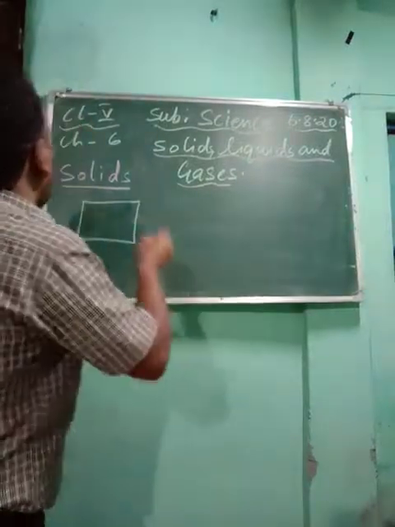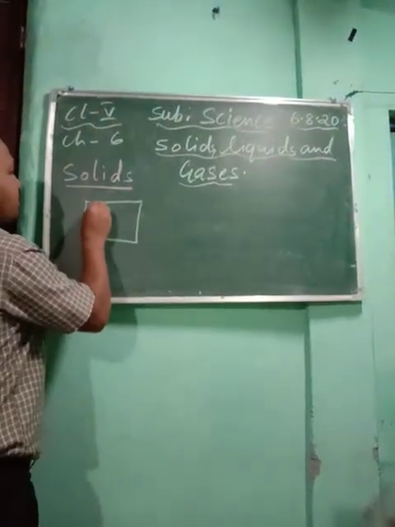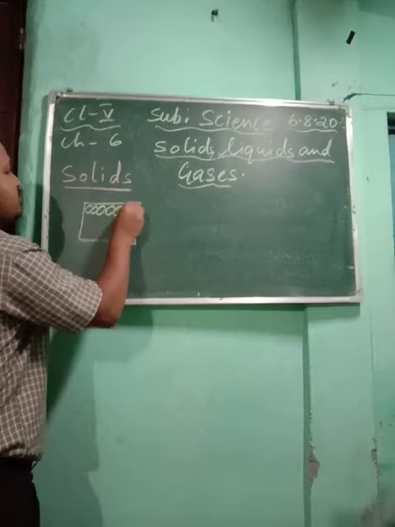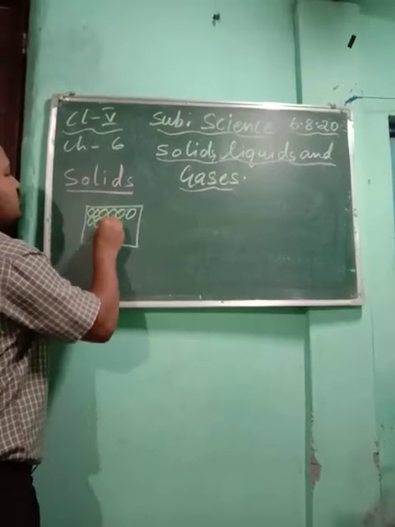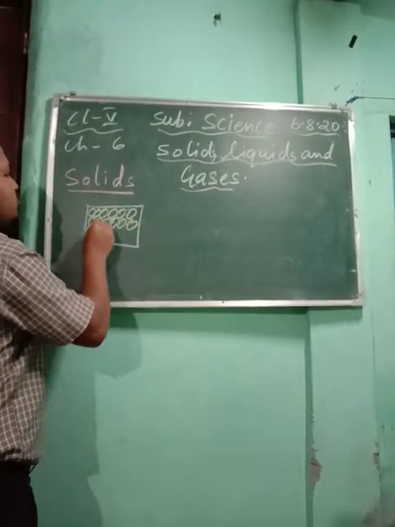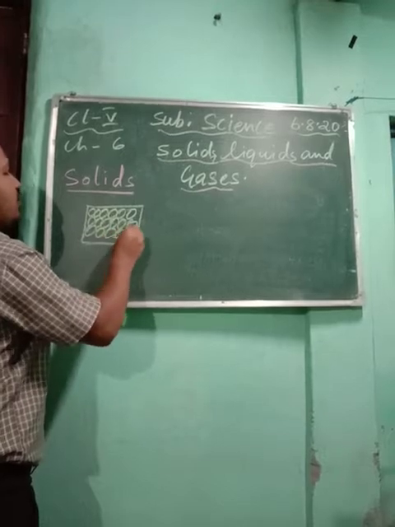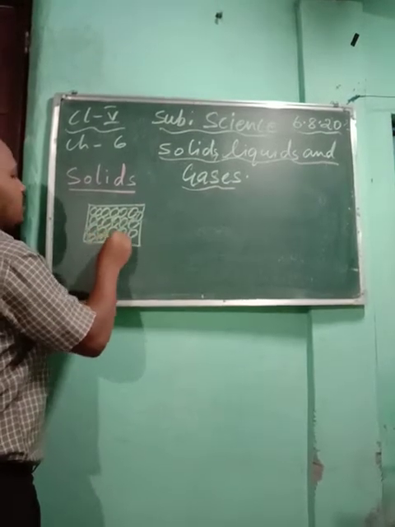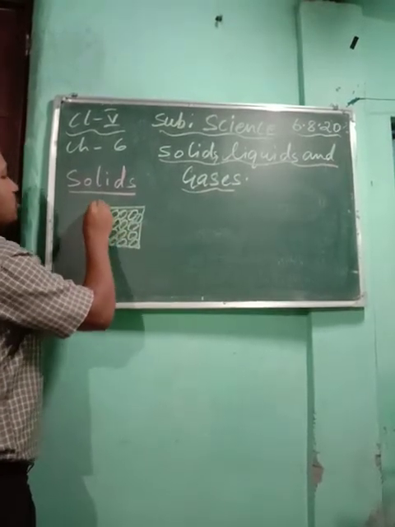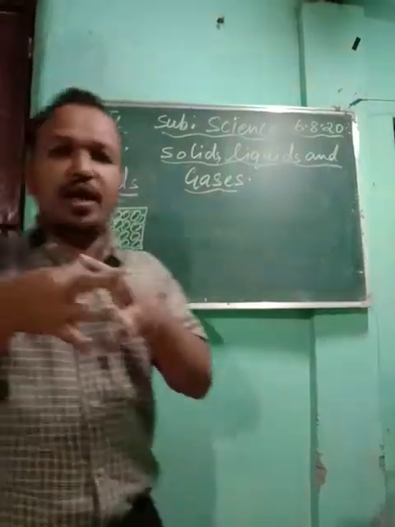Now you see in solid the molecules are very close to one another. So you see this is your solid. In solid, what happens, why is it so hard? Why can it not be broken into small parts? Because in solid molecules are very close to one another.